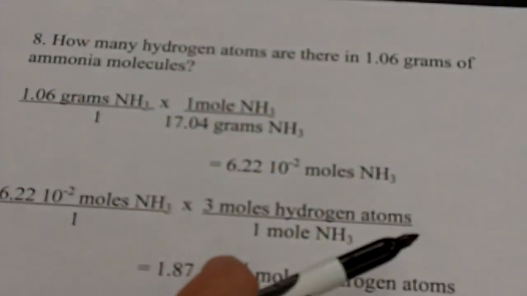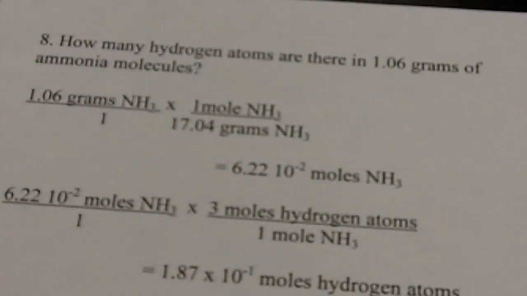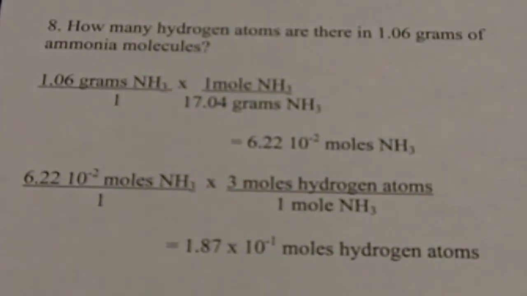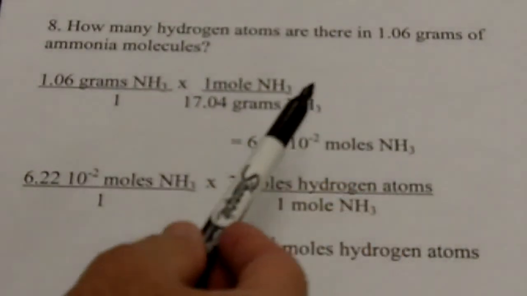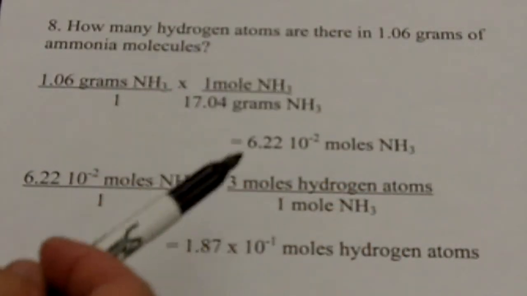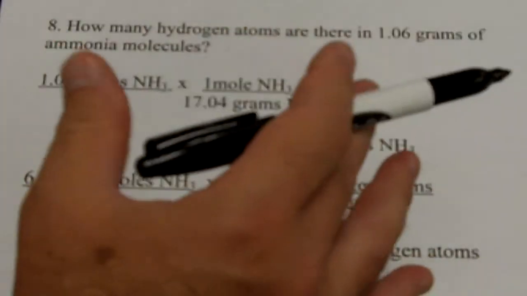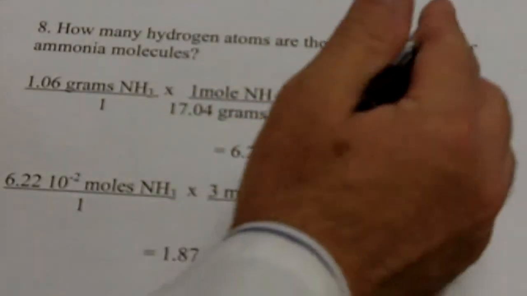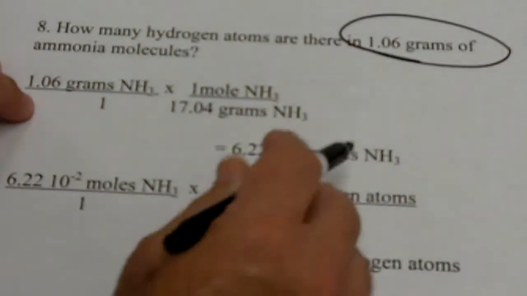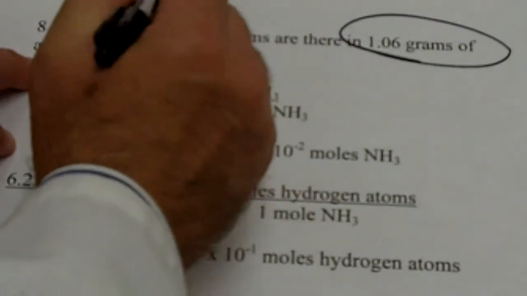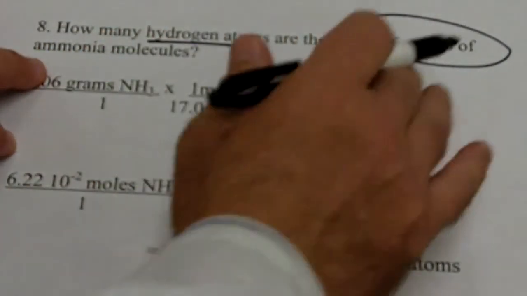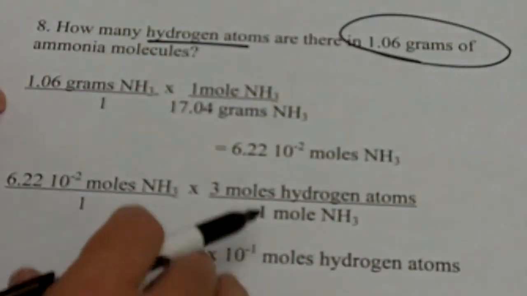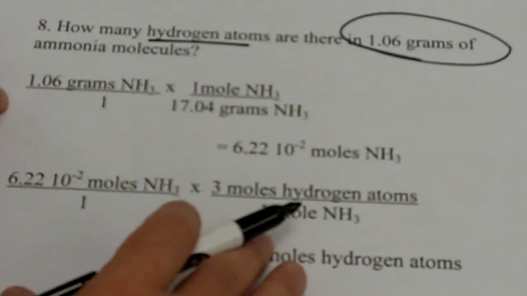Here we go. This one's going to be a little bit longer, so hang on. It says, how many hydrogen atoms are there in 1.06 grams of ammonia molecules? Okay, now don't panic. We can handle this. We've been working up to this problem. So the first thing we're going to do is circle any numbers. 1.0 grams of ammonia. How many hydrogen atoms? So we're dealing with 2 different substances here, ammonia and hydrogen. That's the first time we've done this. But we're going to stick with our basic protocol and, again, not panic.